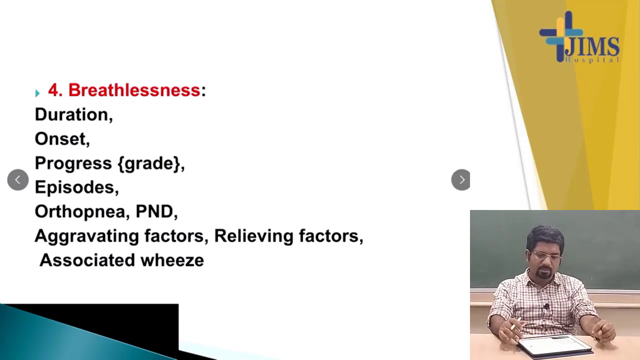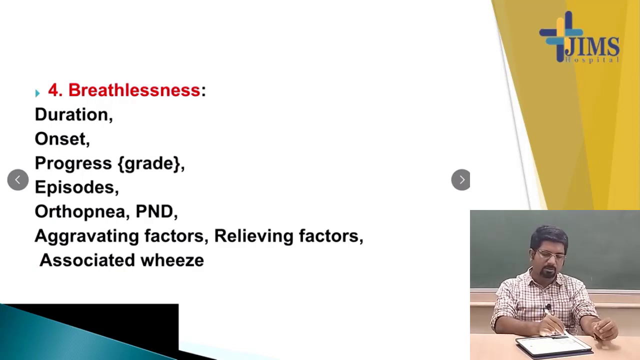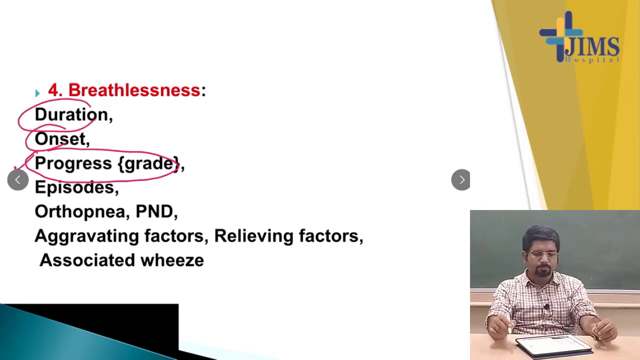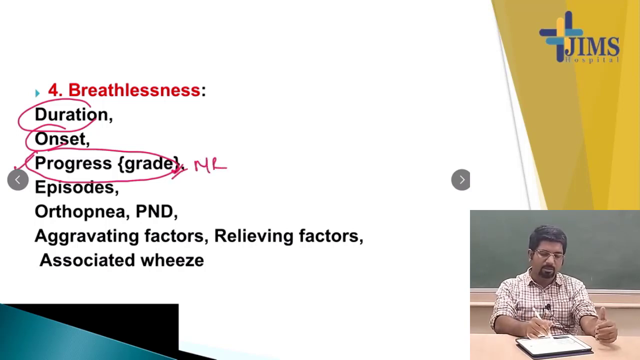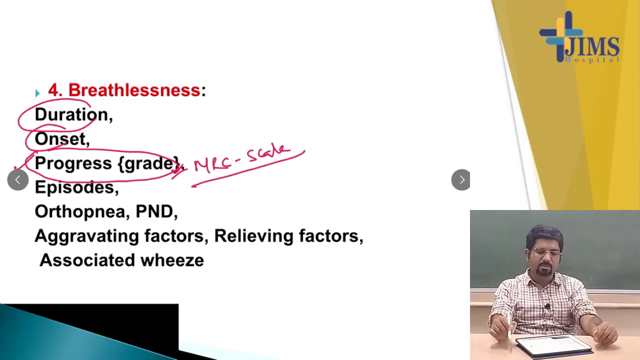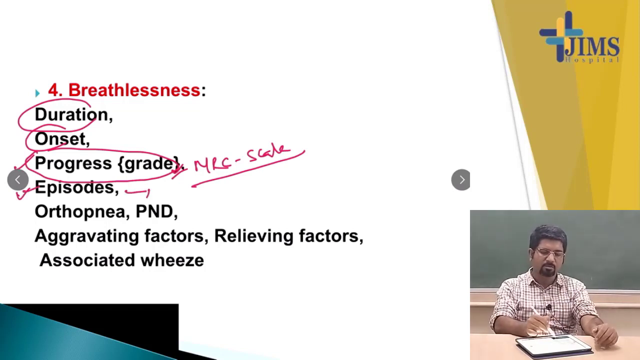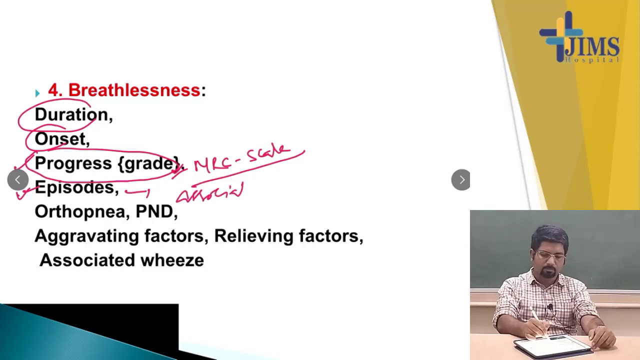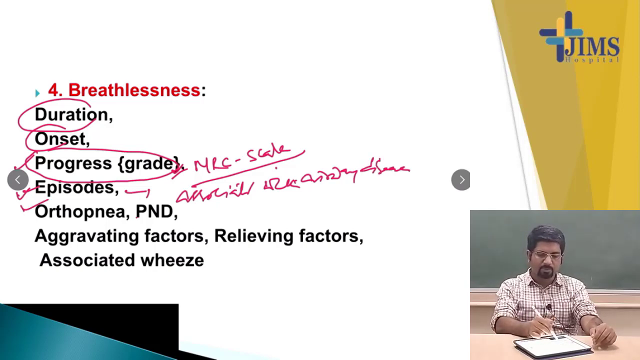Now breathlessness. When we describe breathlessness, we first have to know the duration, then onset and progress. The onset may be acute, insidious or chronic, and how long it has been there. Now come to the progression or grade, which is graded according to the MRC scale. You have to know whether the breathlessness is episodic or not. Mostly episodic means it is associated with airway disease, and whether it is associated with any orthopnea and PND.